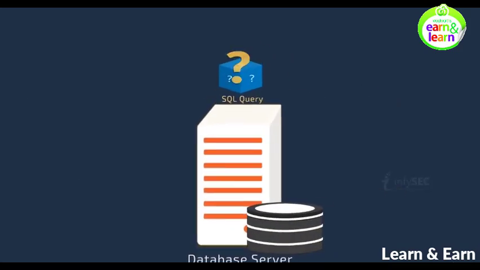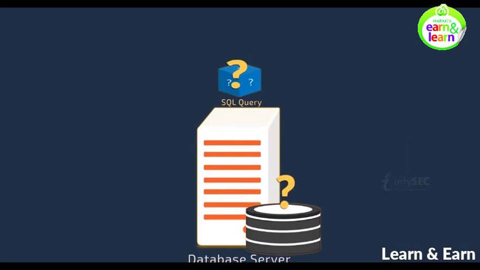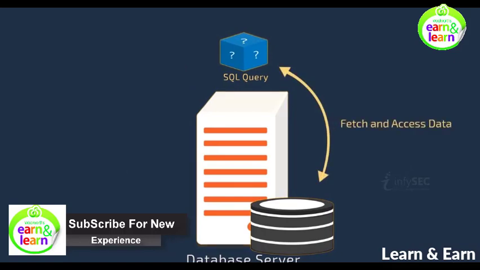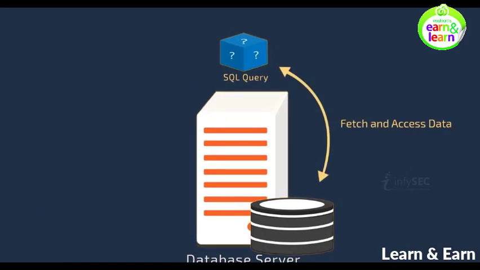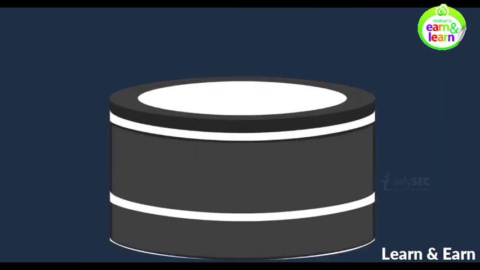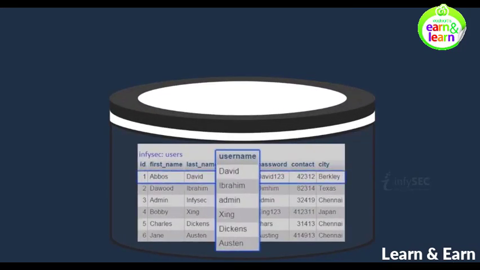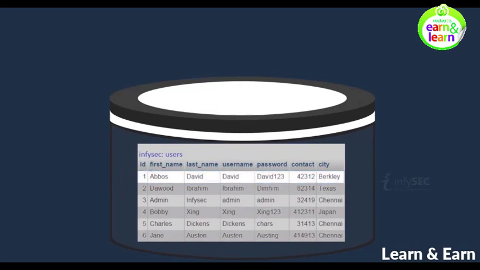But the question is, what is SQL and database? SQL, Structured Query Language, is the query that functions to fetch and access the data from the database. A database is a collection of data, arranged intelligently in terms of tables, with rows and columns similar to an Excel sheet. Rows are also called tuples or records, and columns are called fields or attributes. The combination of rows and columns is known as tables.